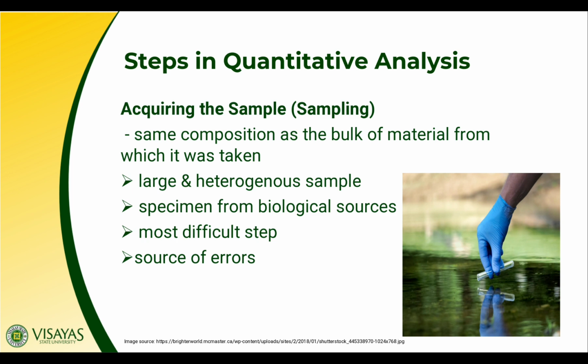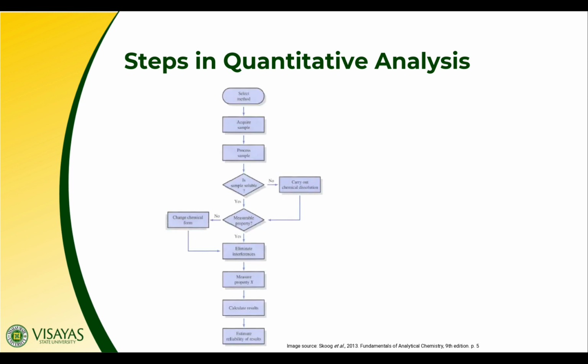And of course, when we have sampling, it is the most difficult step, since it is actually the most common source of errors. So if you do the sampling just right or correctly, then you could actually start to minimize the errors that you may obtain from this process alone and for the entire quantitative analysis.